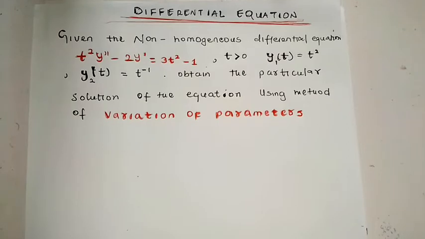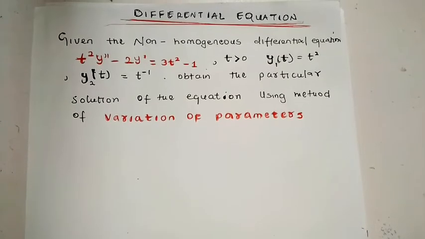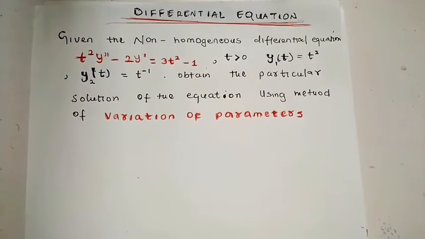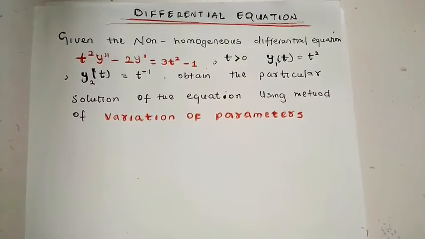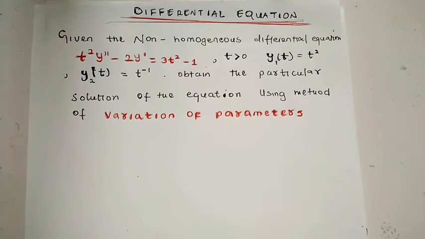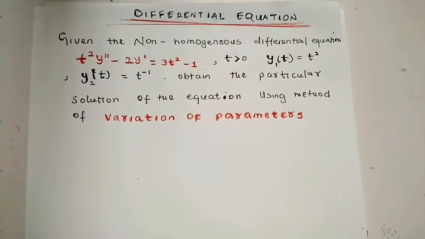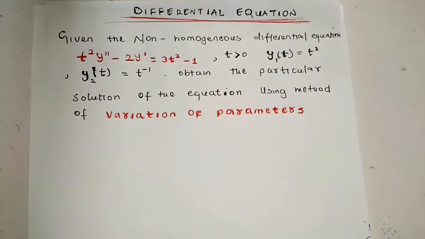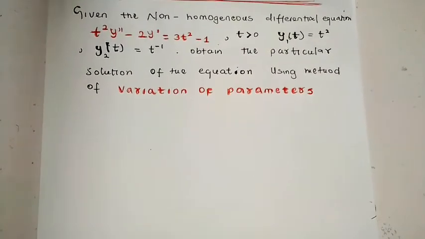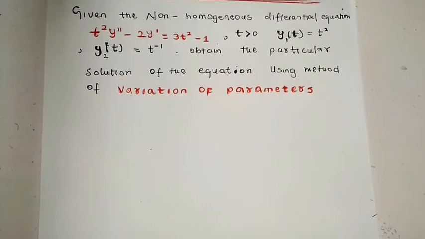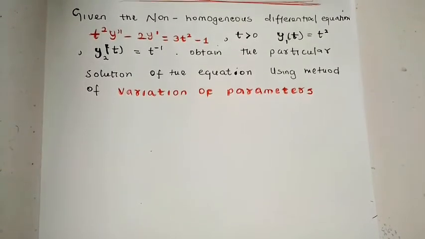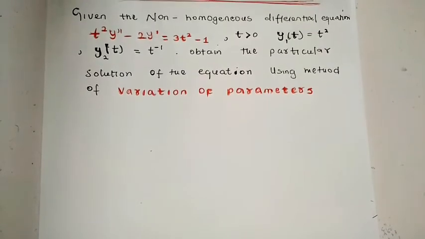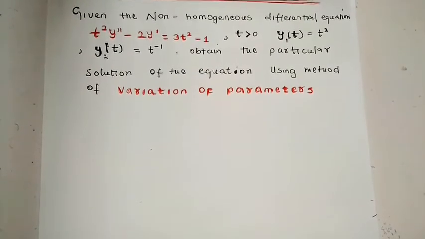Today we are going to be looking at a question on differential equation. Given a non-homogeneous differential equation of t squared second derivative of y with respect to t minus 2 first derivative of y with respect to t equals 3t squared minus 1, with t greater than 0, and given y1 as a function of t to be equal to t squared and y2 to be t raised to power minus 1, obtain the particular solution of the equation using variation of parameters.